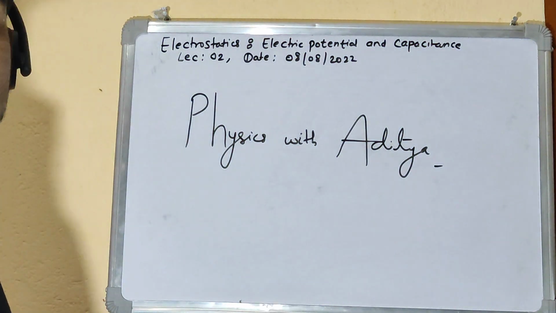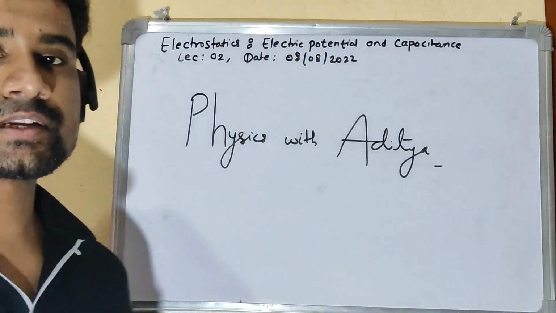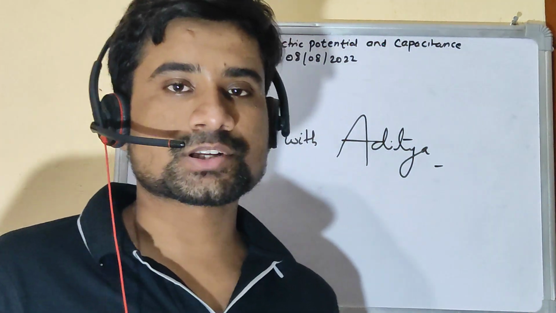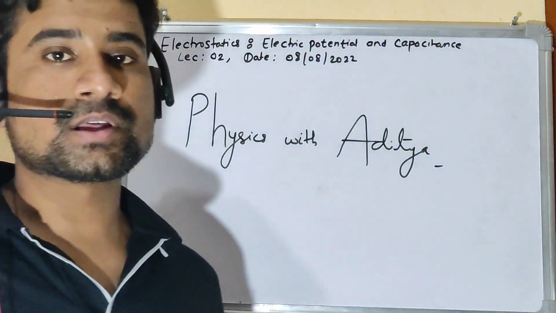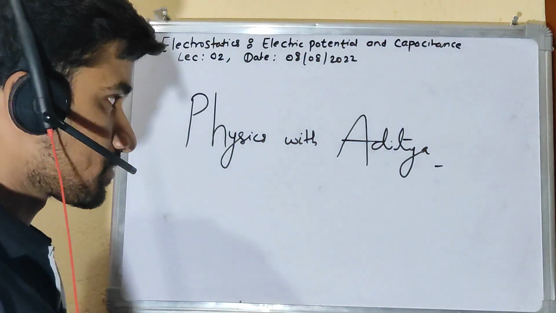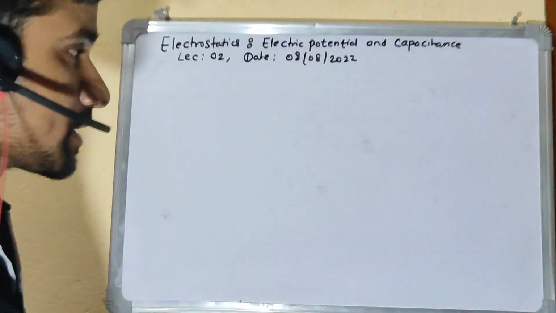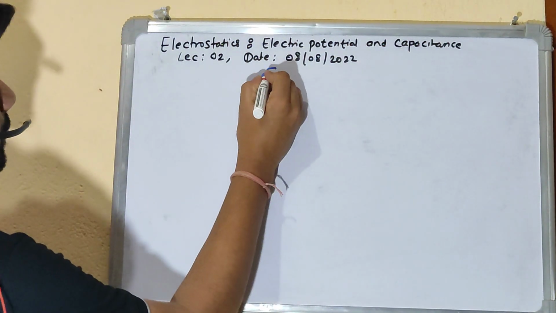So this is a continuation of our last lecture on electric potential and capacitance, where we discussed the electrostatic potential energy, what is electric potential, potential due to a dipole, and the relation between electric field and potential. Okay. So let's discuss one more topic here, which is equipotential surface.